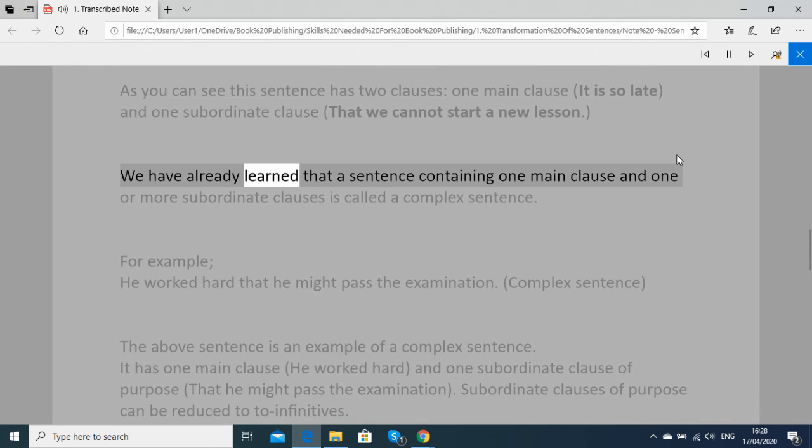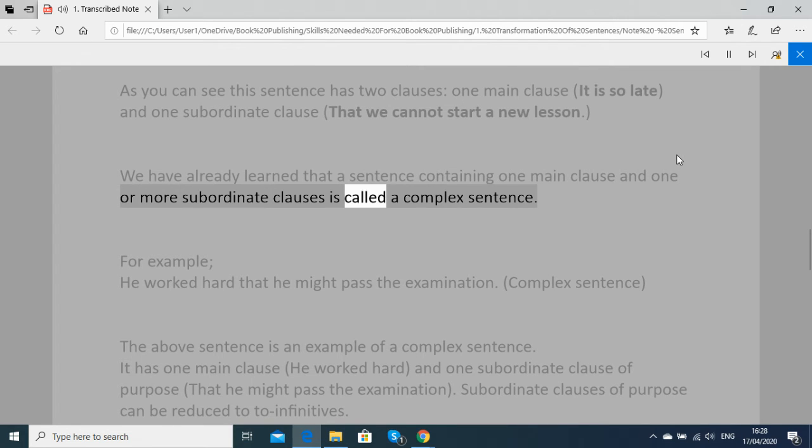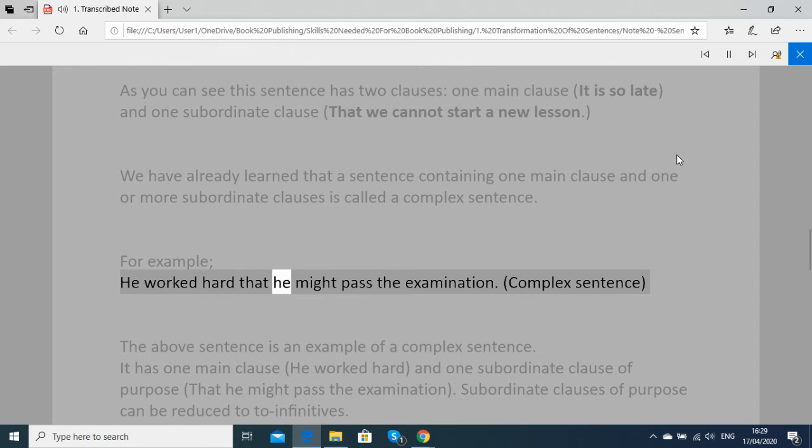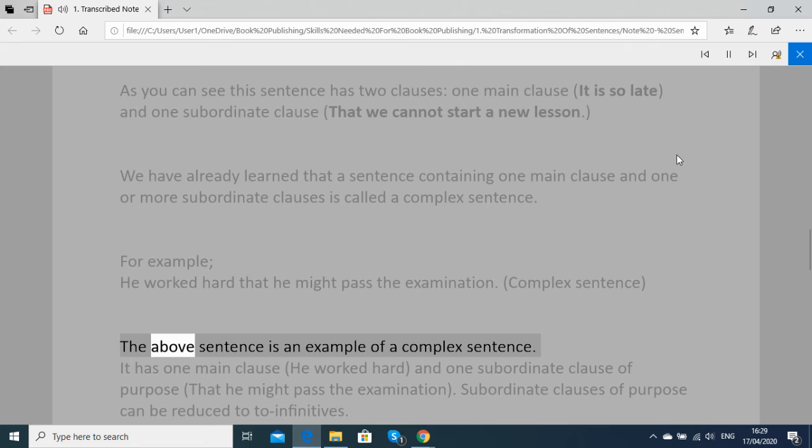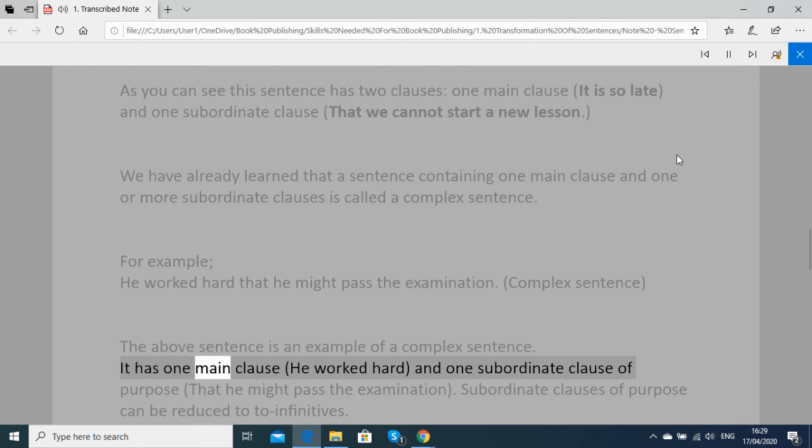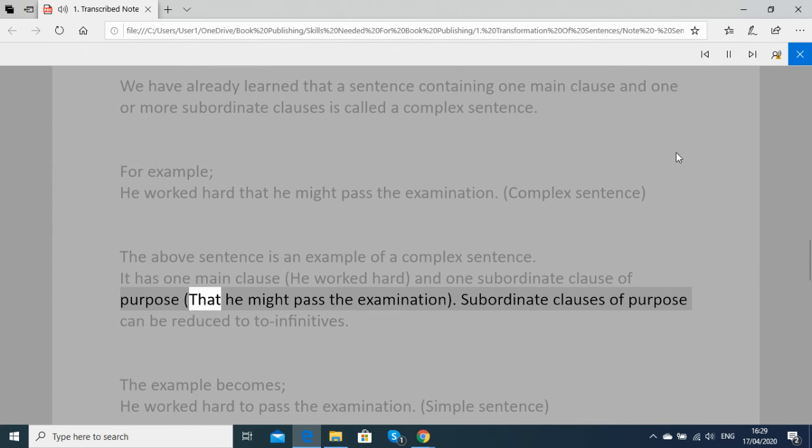We have already learned that a sentence containing one main clause and one or more subordinate clauses is called a complex sentence. For example, "He worked hard that he might pass the examination." Complex sentence. The above sentence is an example of a complex sentence. It has one main clause, "he worked hard," and one subordinate clause of purpose, "that he might pass the examination."